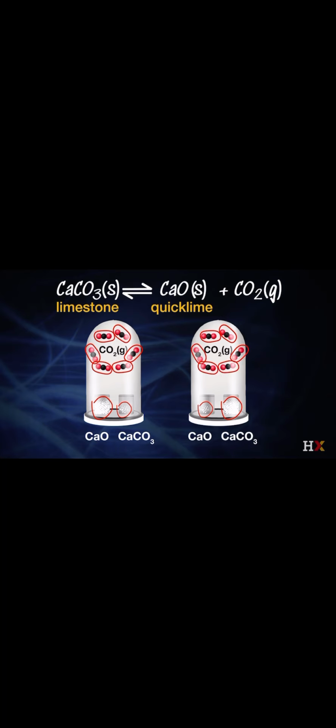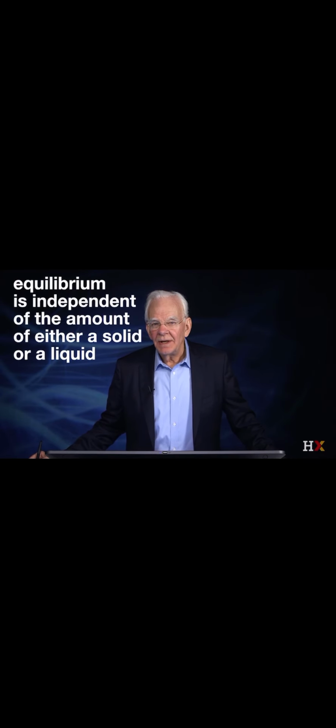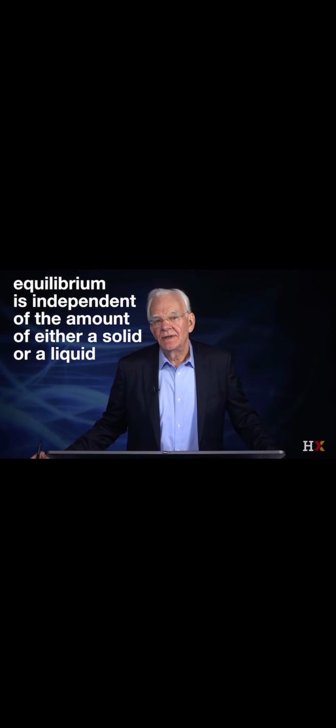And that tells us something very important about when we're looking at an equilibrium, and that fact is that the equilibrium is independent of the amount of either a solid or a liquid. And the reason for that is that the escape of carbon dioxide from that solid and the combination of those two solids is determined by the binding strength between CO2 and the two solids, and as long as those two solids are present, that binding energy is the same independent of the amount of the solid that's present in the bell jar.